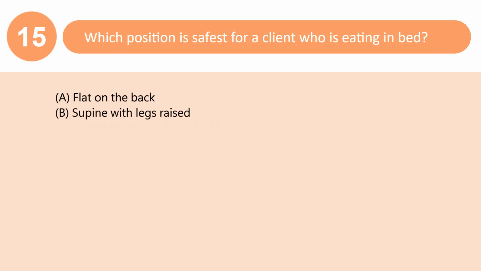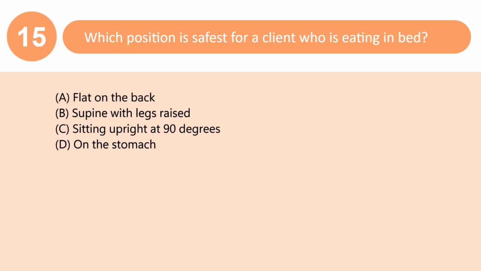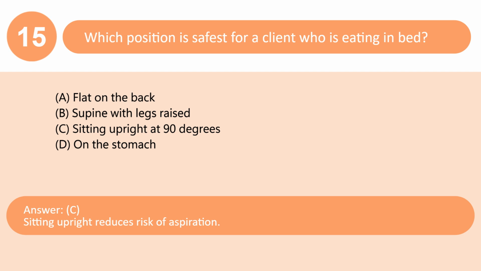Which position is safest for a client who is eating in bed? A. Flat on the back. B. Supine with legs raised. C. Sitting upright at 90 degrees. D. On the stomach. Answer, C. Sitting upright reduces risk of aspiration.